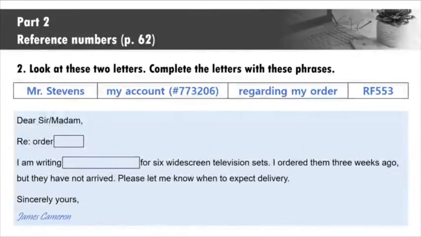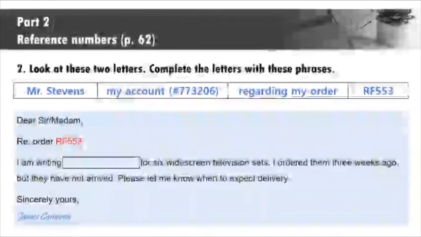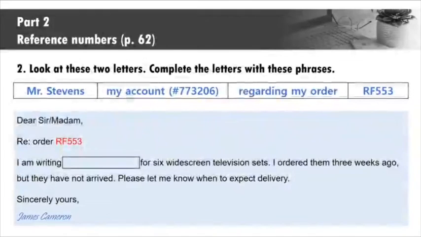So, what could be the answer for the first blank? The answer is RF553. As we learned from the before slide, we can write the reference number after the salutation in the letter. Then how about the second blank? I am writing regarding my order for 6 widescreen television sets.